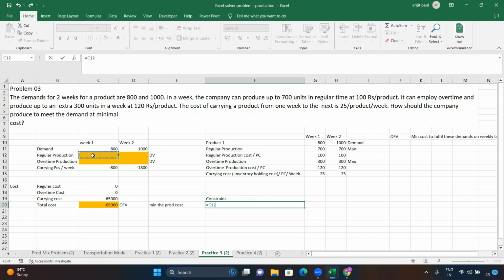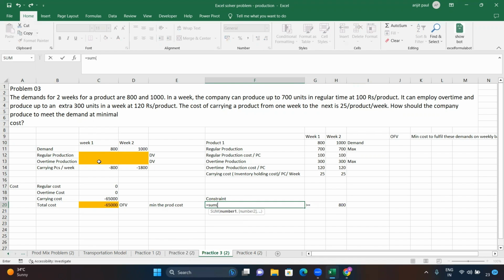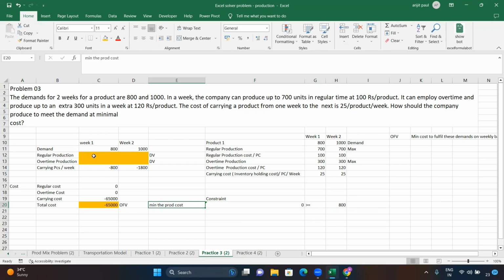The quantity of regular production plus the quantity of overtime production should satisfy the demand of week one, that is 800, right? So we can mention the summation of regular production plus overtime production of week one should be greater than or equal to 800. It needs to satisfy the week one demand.